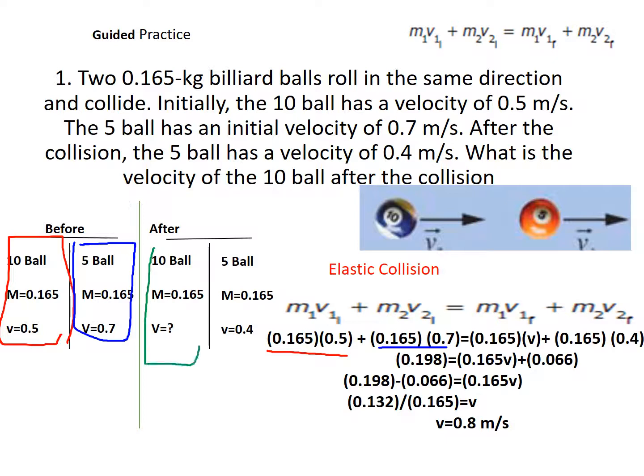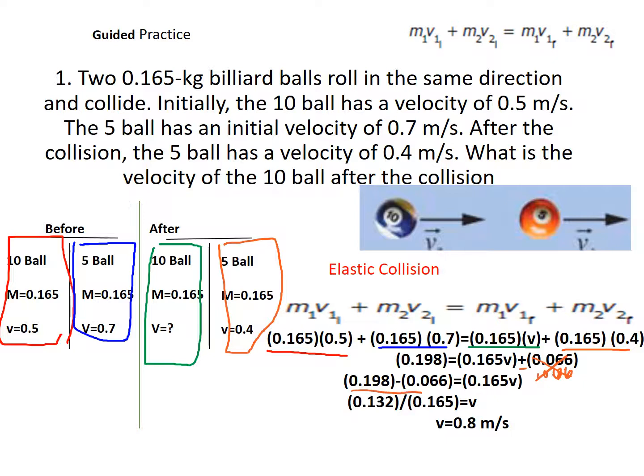Point, and then afterwards, the 10 ball, we don't know the velocity, so that's why we have a v there. The 5 ball, we do know the velocity is 0.4 afterwards, and it still has the same mass. Mass doesn't change. And so once we do the math here on the left with the red and blue, we see that that equals 0.198 and equals 0.165 v plus 0.066. So we're trying to get rid of this number, 0.066, so we subtract it from both sides. 0.066, that crosses out, and we have this over here.